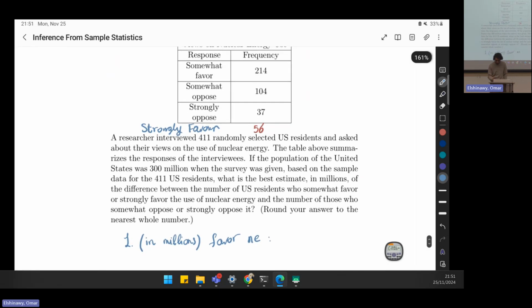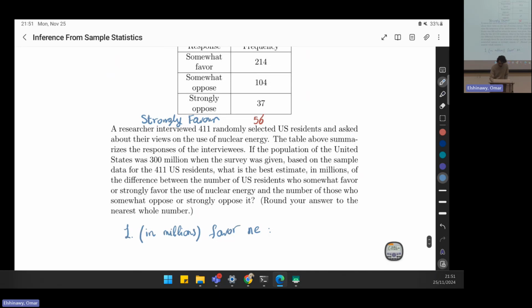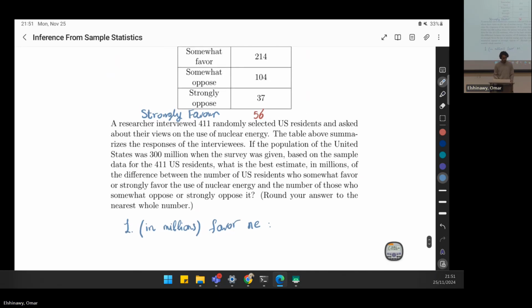Be it strongly or somewhat. That is a question for you. 197,100,000. Already. 997 million, 100,000.